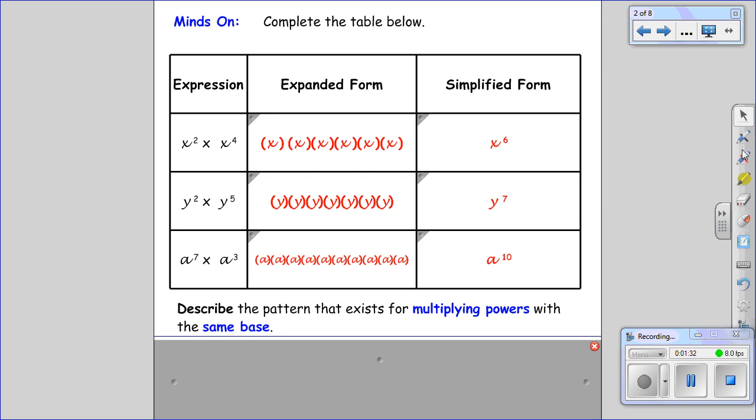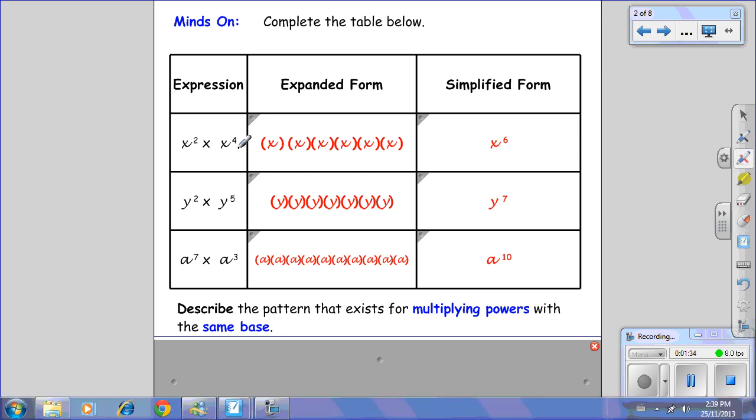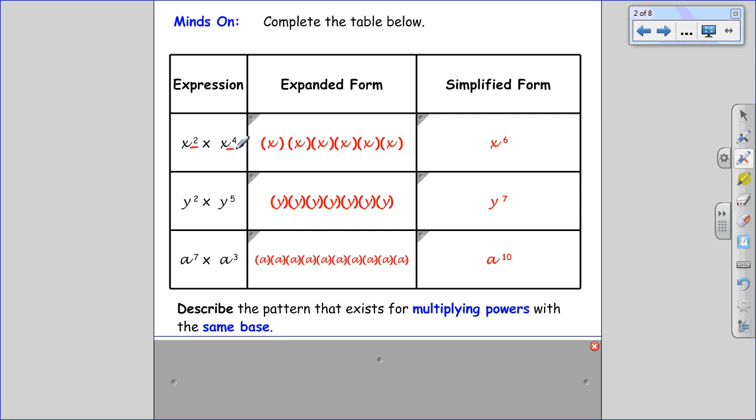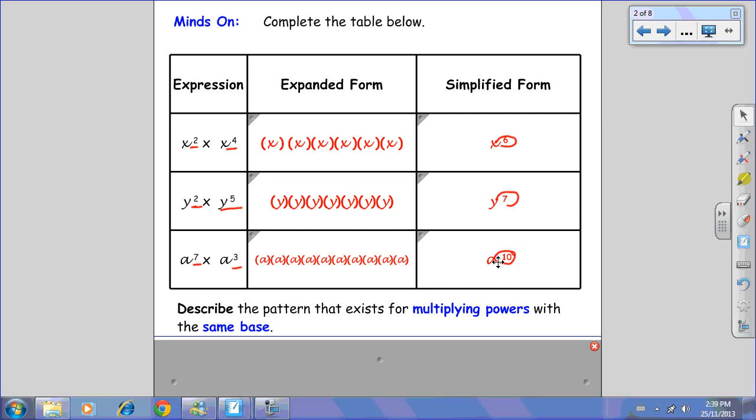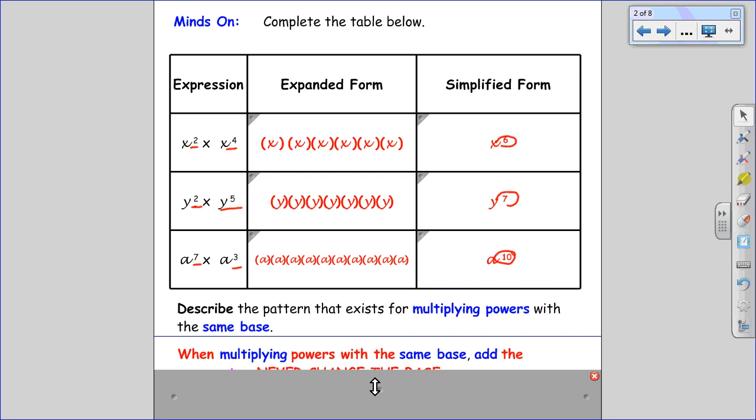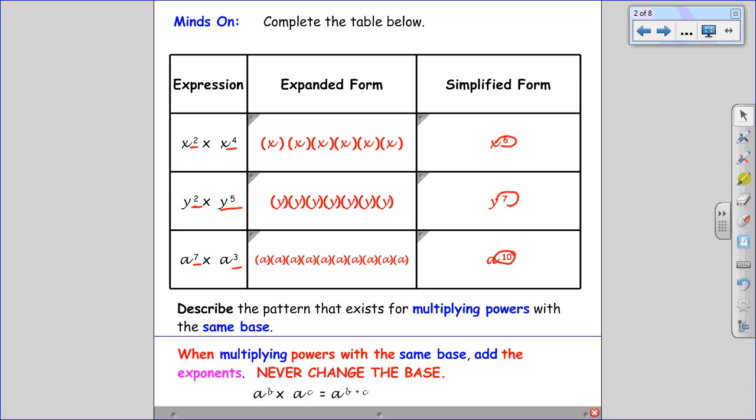Now, if I take a look at what's happened here, take a look at the exponents. Hopefully, you've connected the dots on the exponents here. A 2 and a 4 is a 6. A 2 and a 5 gave a 7, and a 7 and a 3 gave a 10. So hopefully you've recognized that when you multiply powers with the same base, all you have to do is add up the exponents and keep the base.